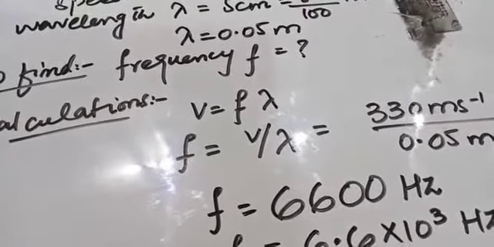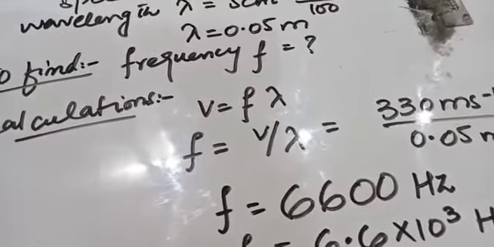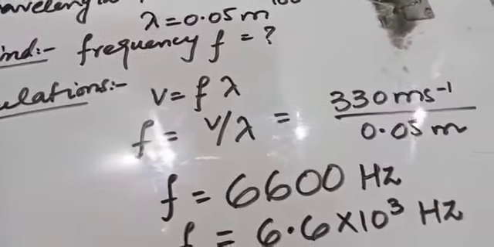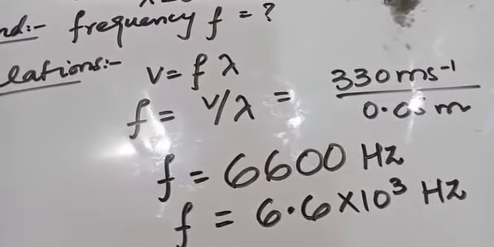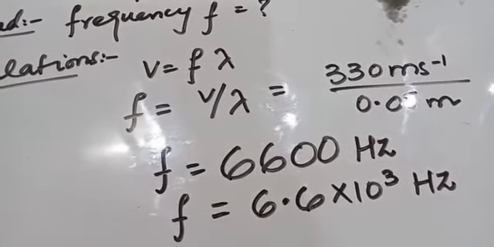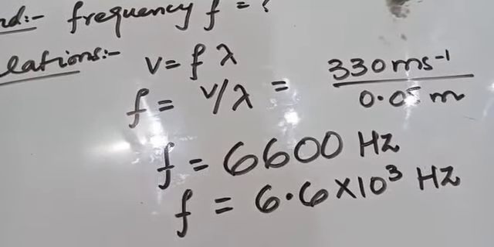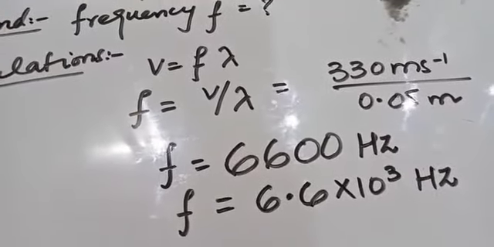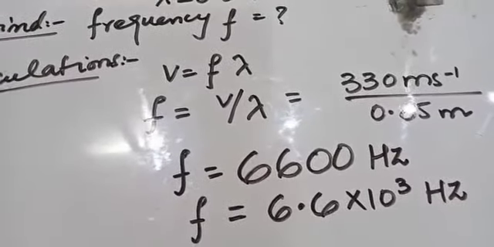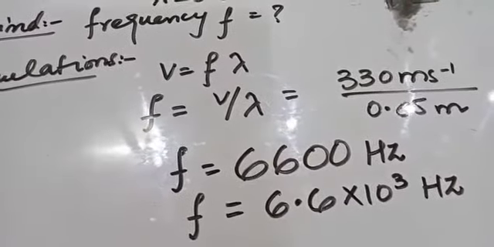We have to calculate the frequency. V is velocity, f is frequency, and lambda is the wavelength. By rearranging the formula and putting the values, 330 meter per second divided by 0.05 meter, we will get the result 6600 hertz. In decimal form, 6.6 into 10 raised to the power 3 hertz, and this lies between 20 hertz to 20,000 hertz. So this frequency lies in the audible range for humans.